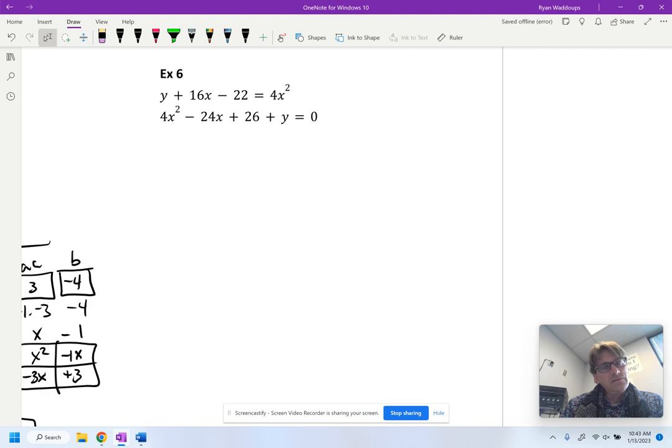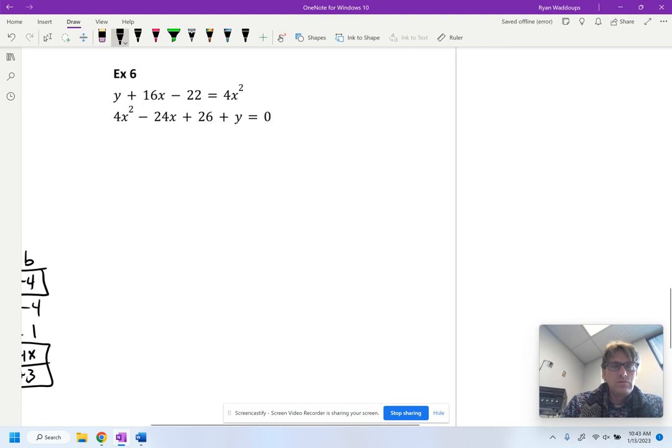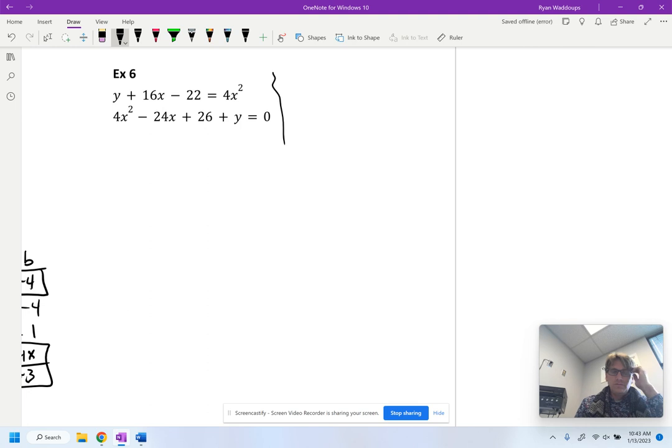I'm going to... we have a single y for both of these. So before I do anything, I'm actually going to kind of put them in a standard form. I'm going to solve them for y.